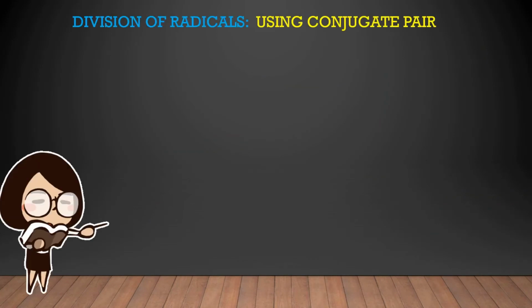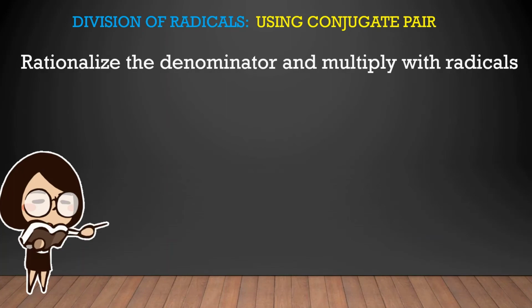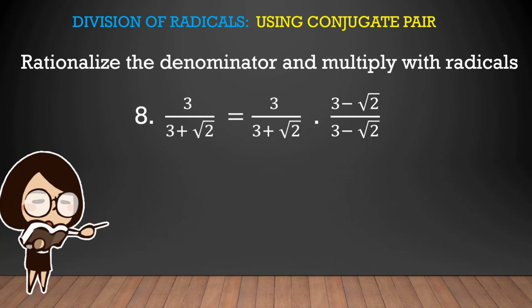Our next example of division of radicals is using the conjugate pair. Rationalize the denominator and multiply with radicals. The conjugate pair is the inverse of the radical. For example, we have 3 all over 3 plus square root of 2. So we need to copy our given. This is our given. Then, multiply by the conjugate pair.